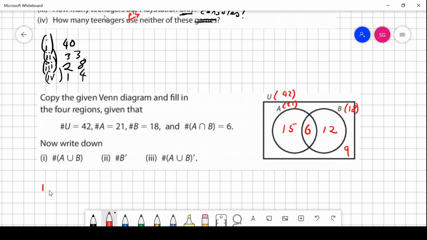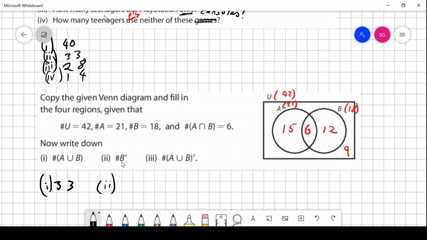The first question is asking, what is the cardinality of A union B? How many values are in both A and B? That's going to be 15 plus 6 plus 12. We've already done that. That's 33. For some reason I wrote that down as part 2 of this question, not just 1.